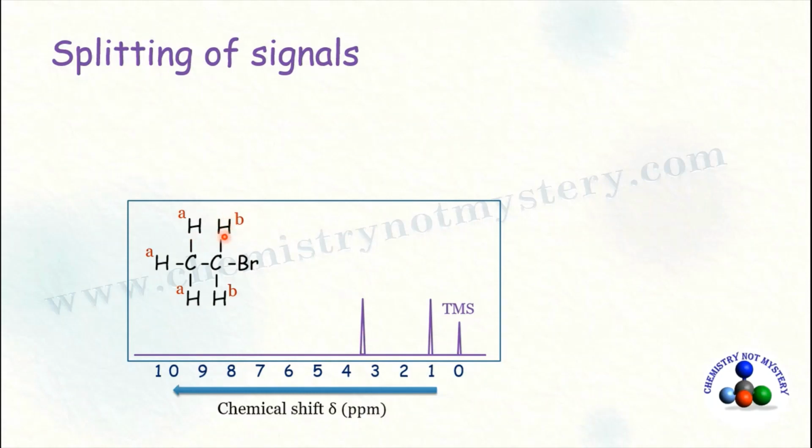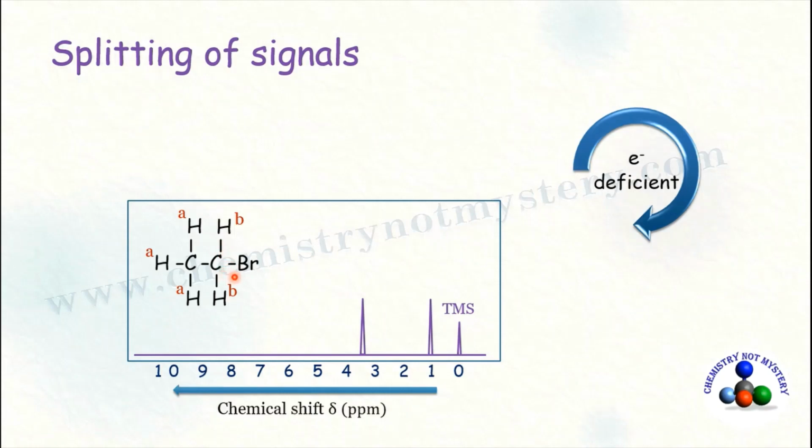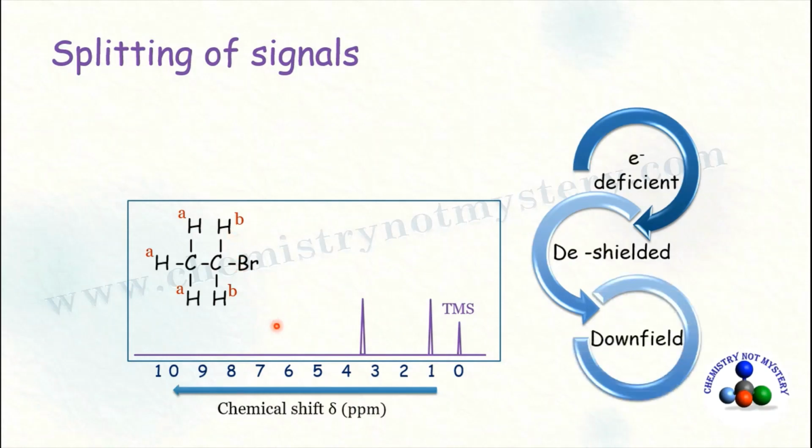B set of protons are in an electron deficient environment as they are closer to the electronegative bromine atom. As they are deshielded, they will give a signal at higher delta value, the downfield signal. So the signal obtained at higher delta value corresponds to B set of protons, and the signal observed at lower delta value, or closer to TMS, corresponds to A set of protons, as these protons are shielded. This is one example of a simple NMR spectrum.